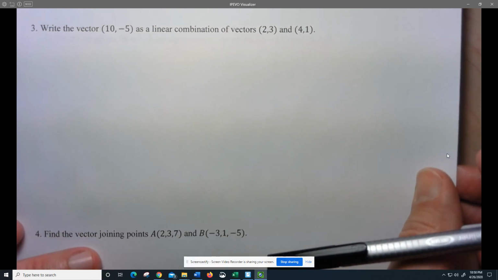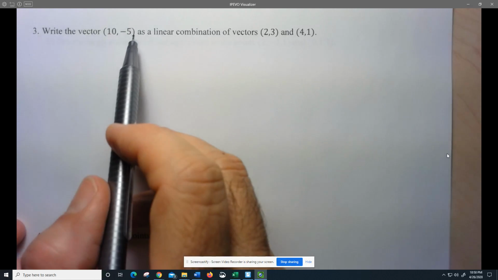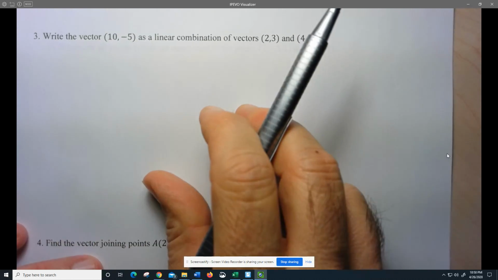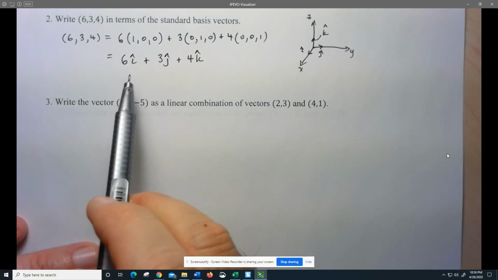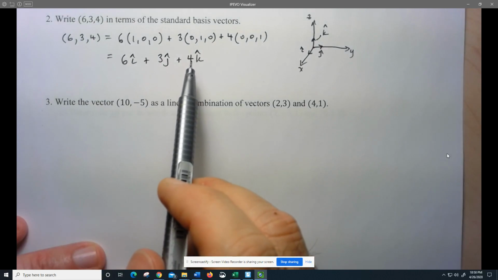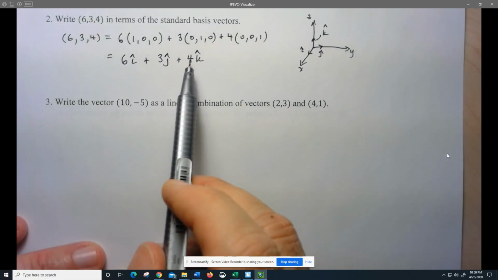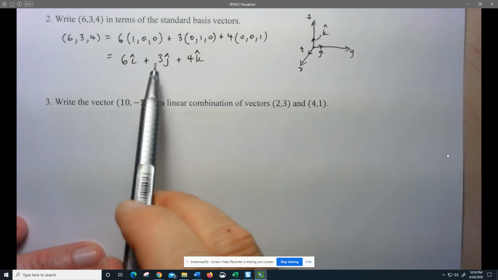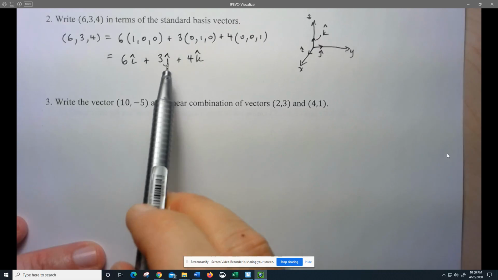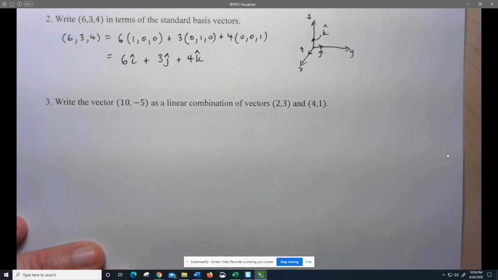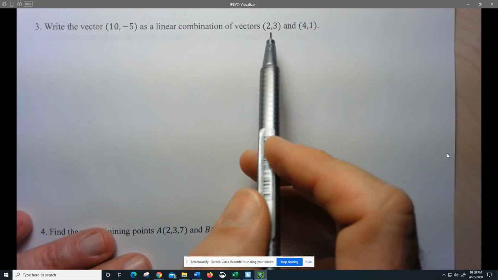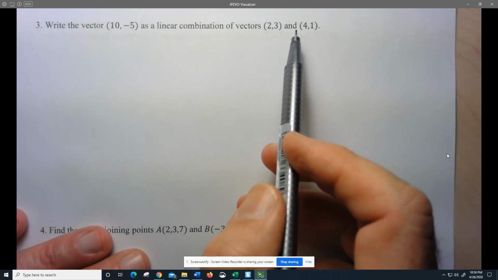So this asks us to write 10, negative 5 as a linear combination of these two vectors. Now when I wrote this expression here, it was a linear combination of vectors i, j, and k. What does a linear combination mean? It means I can multiply the vectors by scalars and I can add or subtract them. So essentially we're going to be using 2, 3, and 4, 1 as basis vectors.